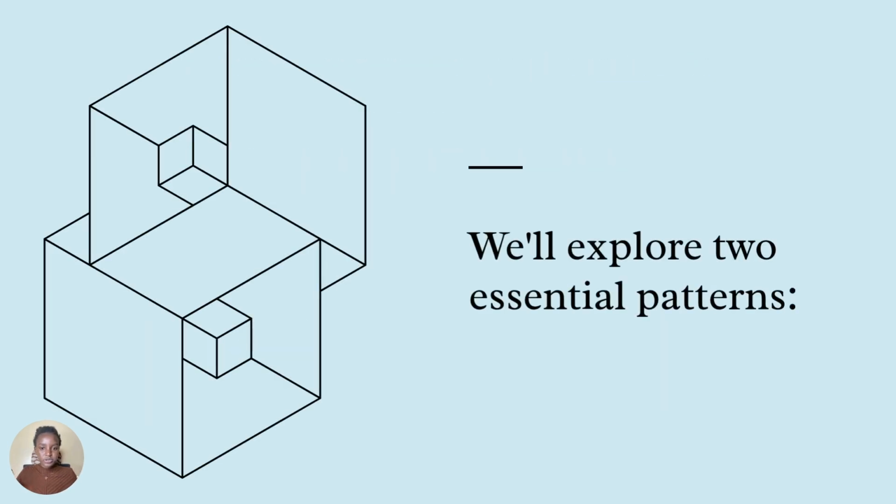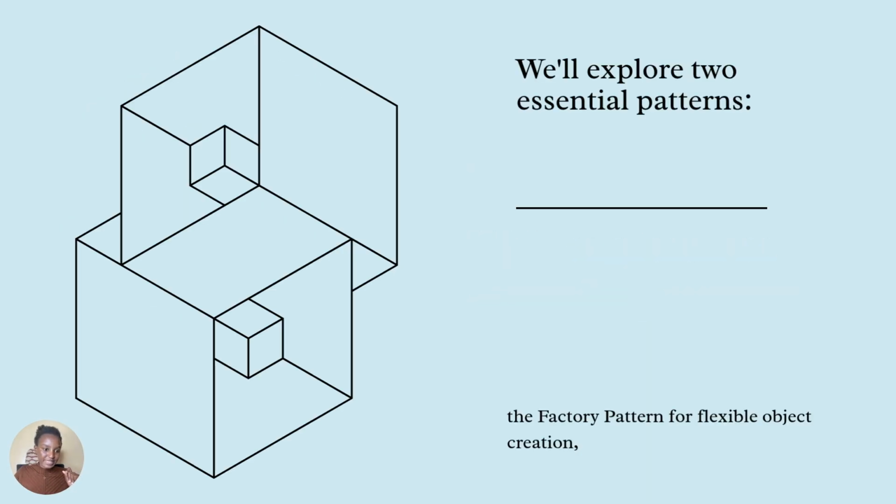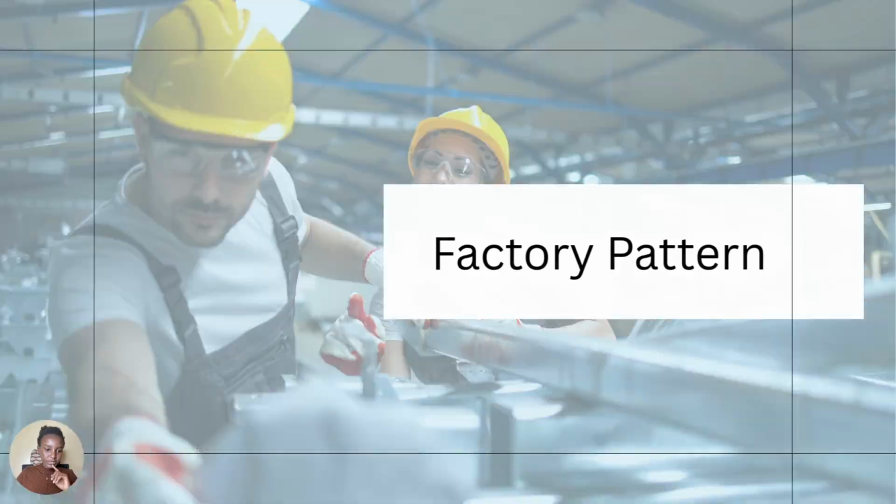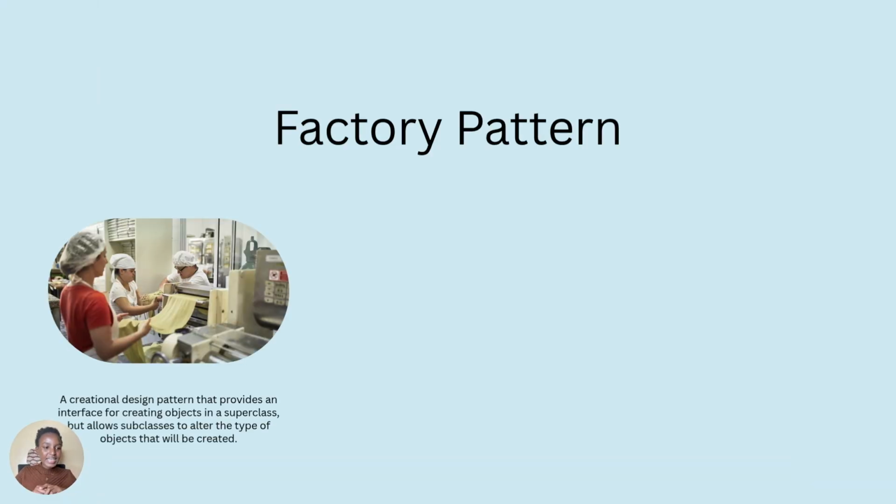So, in this session, we're going to explore two essential patterns: the factory pattern for flexible object creation, and the repository pattern for clean data access abstraction. So, let's dig into the factory pattern. A creational design pattern that provides an interface for creating objects in a superclass and allows subclasses to alter the type of objects that will be created.